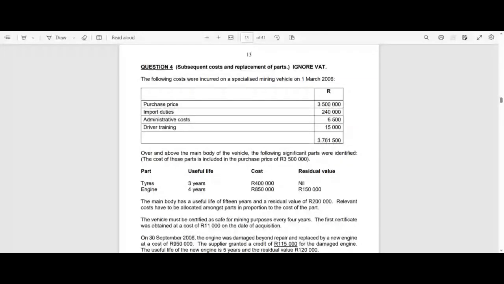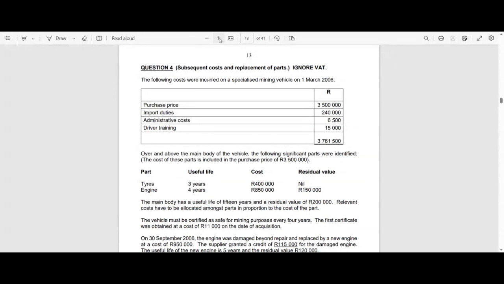Okay, we're just waiting for it to appear on your side. Why is it not coming up? There we go. Okay, there we go. Right, let me just make that a bit larger as well.